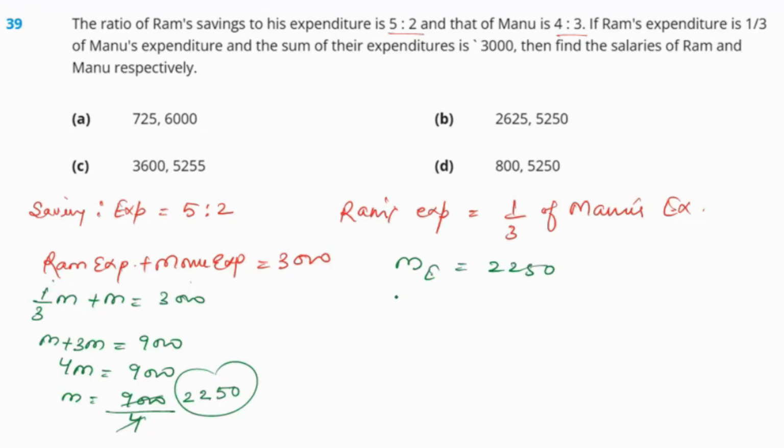If Mono's expenditure is 2,250, then Ram's expenditure should be 1/3 of Mono's expenditure, so 1/3 of 2,250. If we solve it, we get 750. So Ram's expenditure is 750, and the savings to expenditure ratio is already given to us, which is 5:2. So we can put it over there.